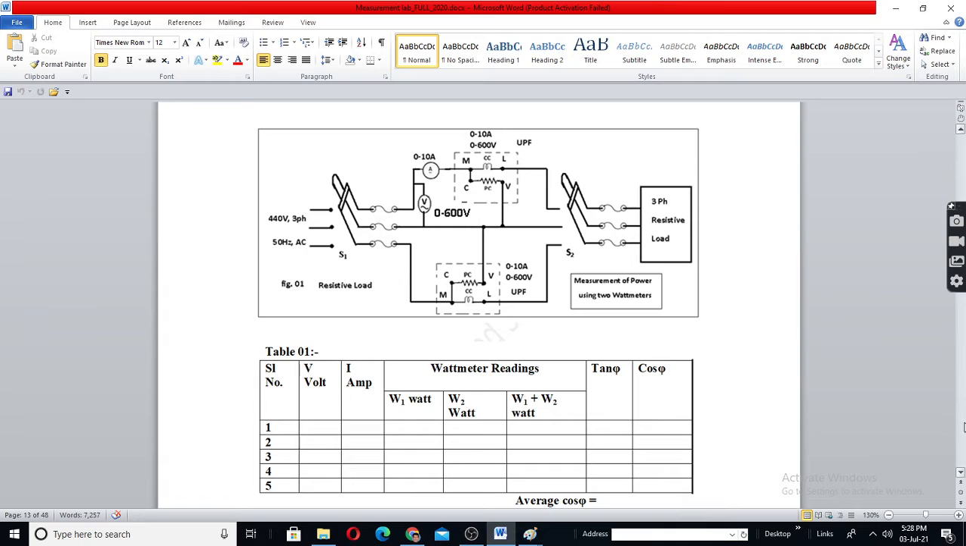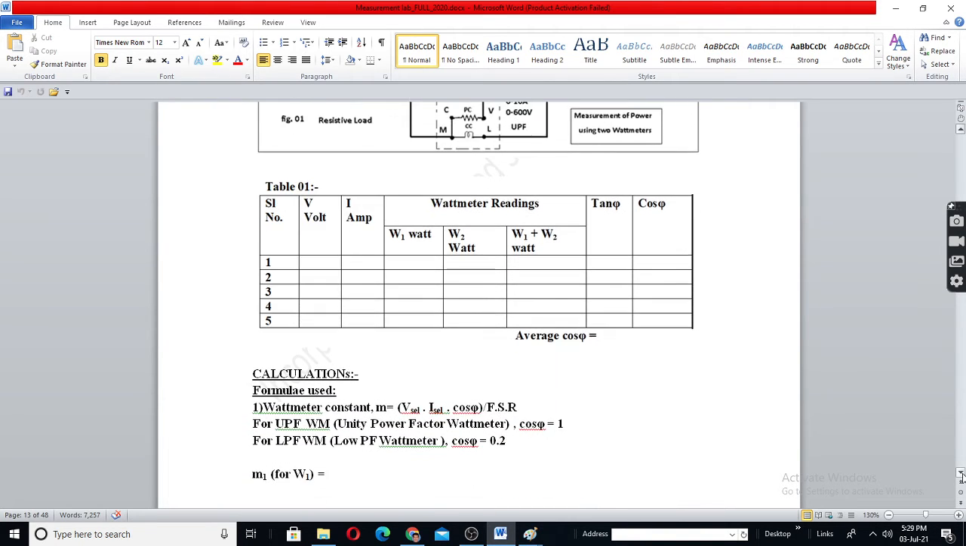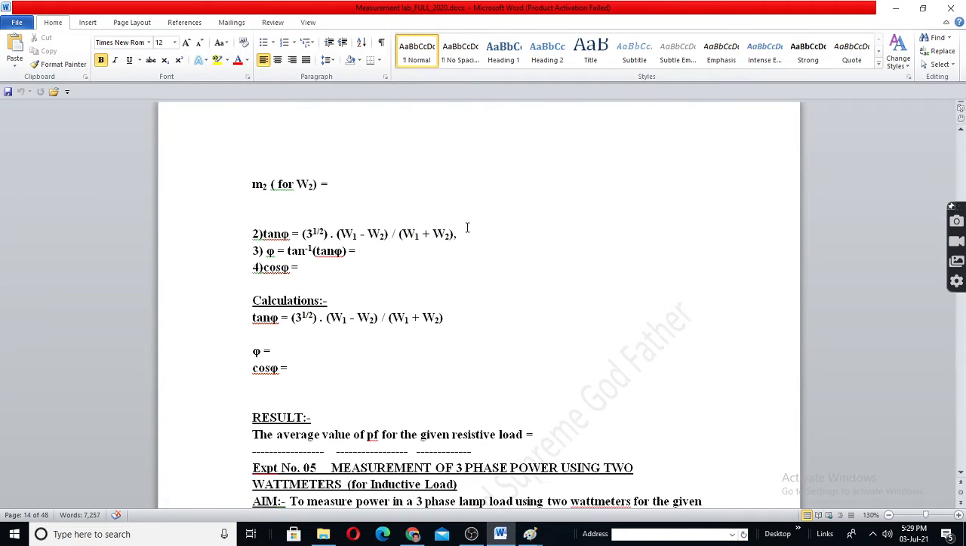Okay. If you want to measure just power, there is no need to have a balanced load. You can switch on any number of lamps in any phase. But if you want to measure power factor, then the load should be balanced. Otherwise, what we get from the tan phi formula, tan phi and then phi and then cos phi, will not be appropriate.